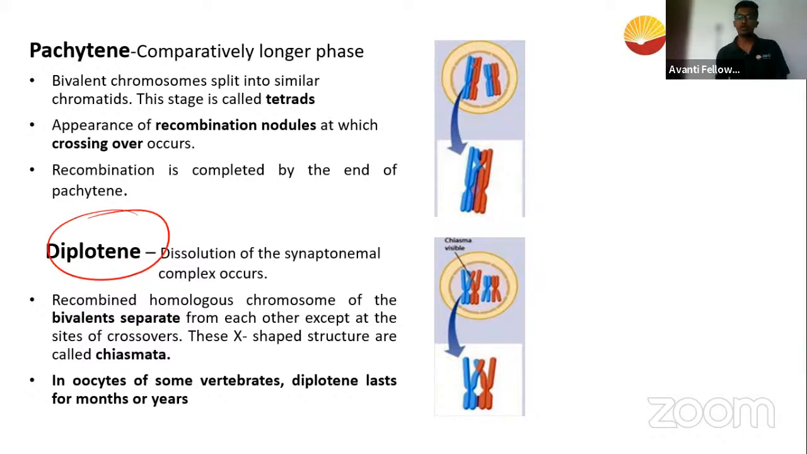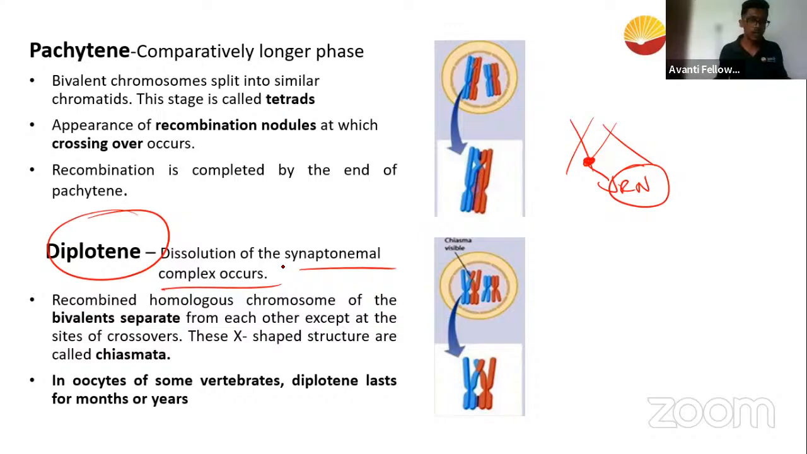Diplotene stage. Now we know that the chromosomes are in this particular position. At this stage, where the recombinant nodule has formed, recombination has occurred. Once the recombination is complete, the dissolution, meaning the breaking of the synaptonemal complex, has to happen. Where the recombinant nodule was created, that should be broken between them. They have to be separated physically. So the dissolution happens. The bond between them gets dissolved. The homologous chromosomes, which were attached to each other at the recombinant point, become free.